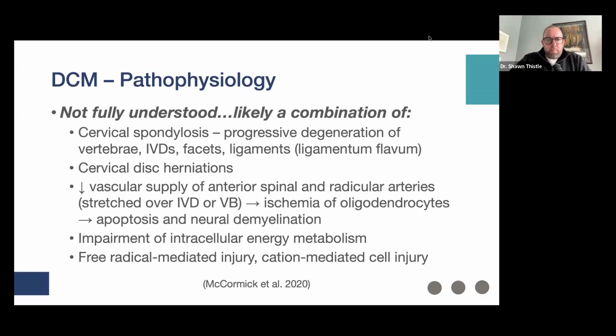The first is cervical spondylosis, and that's a progressive degeneration of the vertebral bodies themselves, the facet joints, the spinous processes, as well as the intervertebral discs, facets, and the ligaments. And the primary one involved in DCM pathology is ligamentum flavum. And I'll show you a graphical or diagrammatic representation of that in a moment.